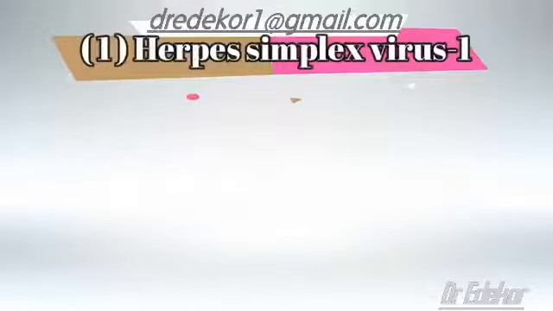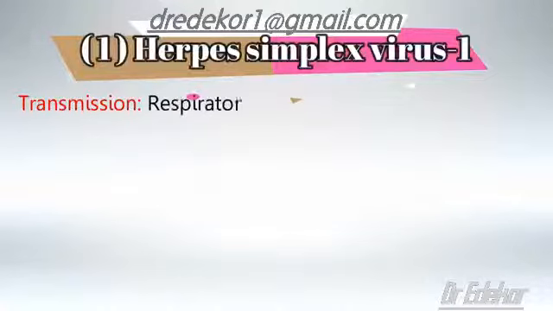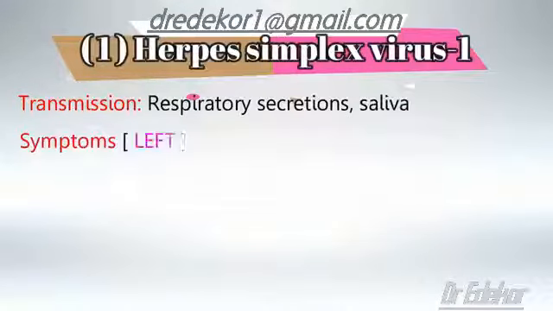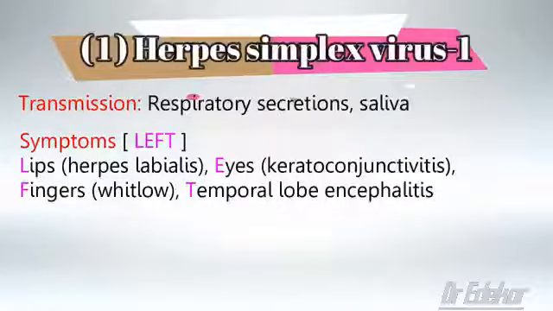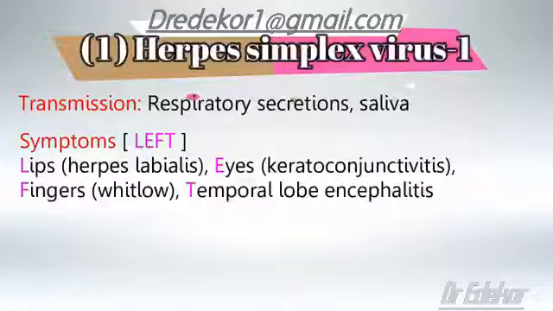The first type is called herpes simplex 1 and it transmits via respiratory secretions and saliva. To remember the symptoms, just remember the word LEFT. So L for lips, it causes herpes labialis on the lips, and E for eyes causes keratoconjunctivitis in the eyes, and F for fingers causes whitlow on the fingers, and T for temporal lobe encephalitis.